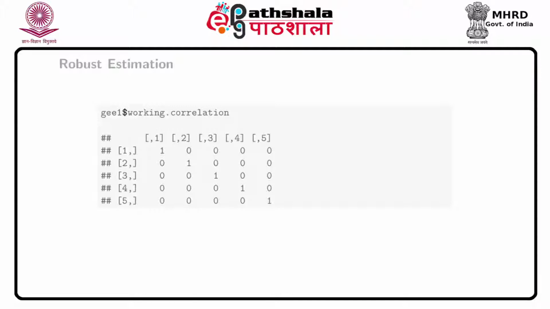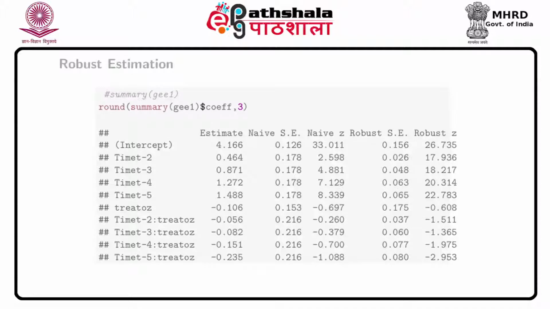We have not specified anything, and here the GEE1$working.correlation, that's the W matrix of the WLS, comes out, and it has been taken to be diagonal. Now let's see what the coefficients are. So if we go about summary(GEE1)$coef, comma 3. So basically what we have done is we have taken the summary of GEE1 coefficients, and we have rounded it to 3 decimal places so that it fits in the window.